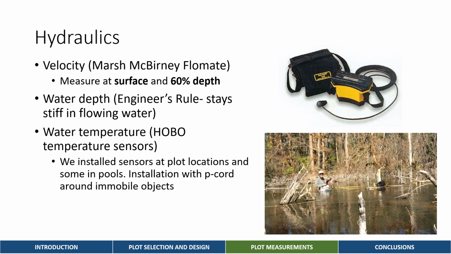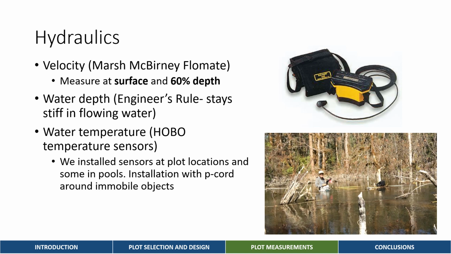There are several settings on the Marsh-McBirney where you can set it to average by itself, or you can do it with the instantaneous measurement. For water depth, we use the engineer's rule because it stays rigid if you're standing in flowing water, so it can make it a little easier than a normal tape, but either one would work fine. For the 60% depth, this is how you will get 60% depth, is by measuring the water depth beforehand.